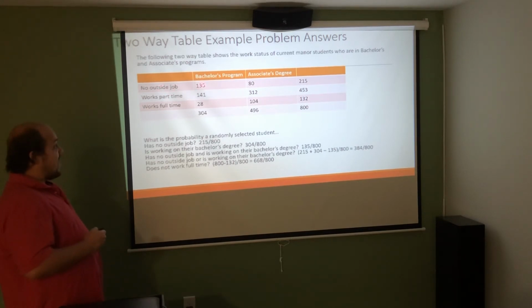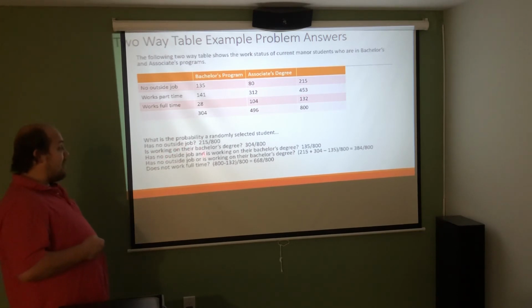Again, I'm just adding the row. 135 and 80 is where the 215 comes from. Adding all the row totals gets me to 800. Adding the 2 column total gets me to 800. If I want has no outside job, that would be the total of this row, 215, out of the table total, 800. Is working on their bachelor's degree is this whole column total, 304, out of the table total, 800.